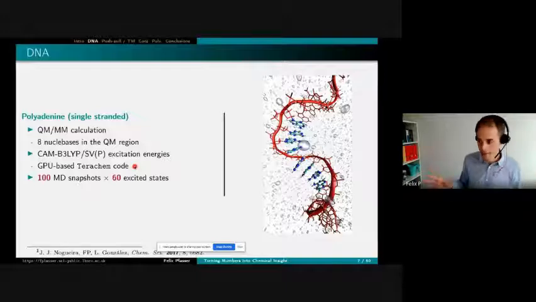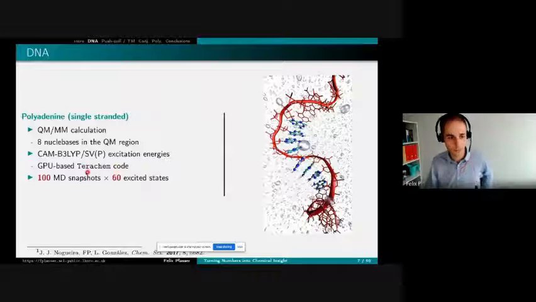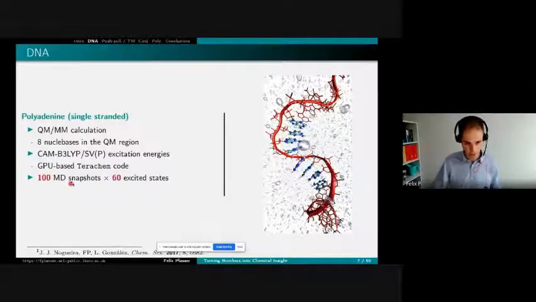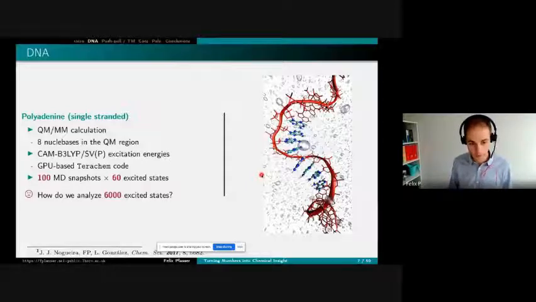But then, of course, once you start getting these amazing computations, suddenly you hit the wall, because we had 100 snapshots in our molecular dynamics. For each one of them, we computed 60 excited states to represent those 8 nucleobases as well. But then the question is, how do we analyze 6,000 excited states? At the end of the day, we have 6,000 excited states that we have to look at, and where we want to know something about them. So what do we do?